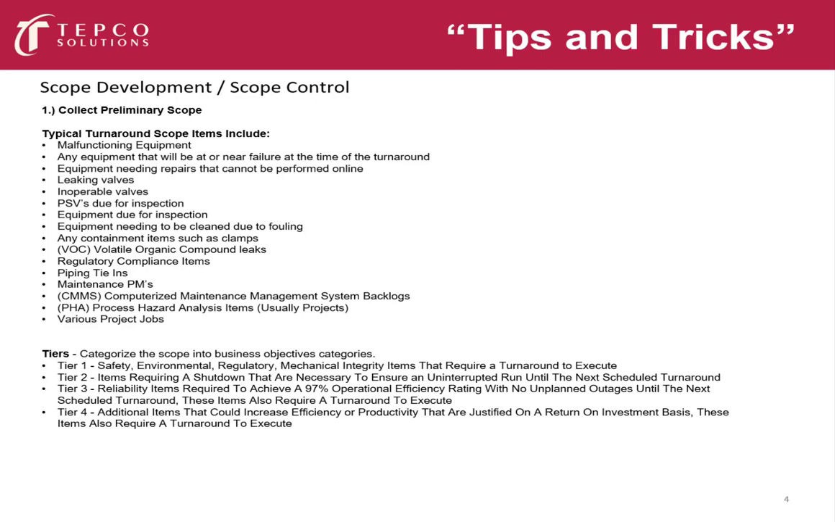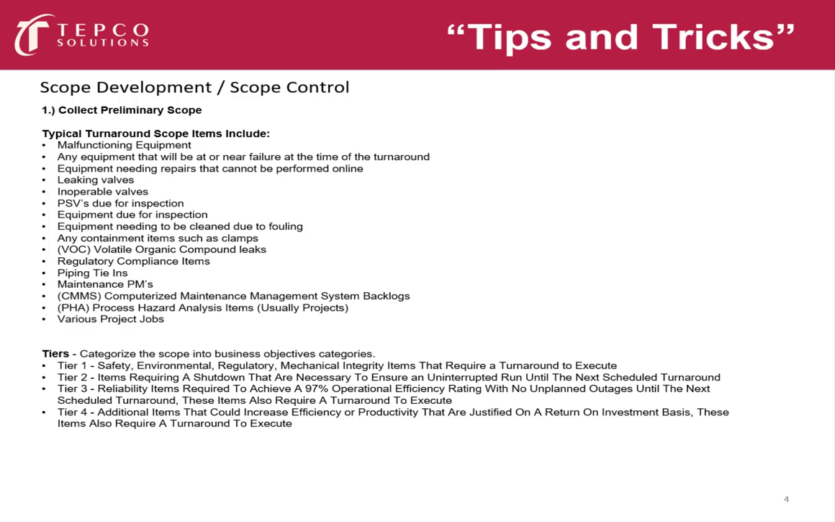There's often a computerized maintenance management system backlog, which are simply maintenance items that could not be done without a turnaround. We'll pull those into the turnaround from the backlog, give those job numbers, and put them on the work list. And then you'll have your process hazard analysis items. They're usually done in the project phase and in other various projects.